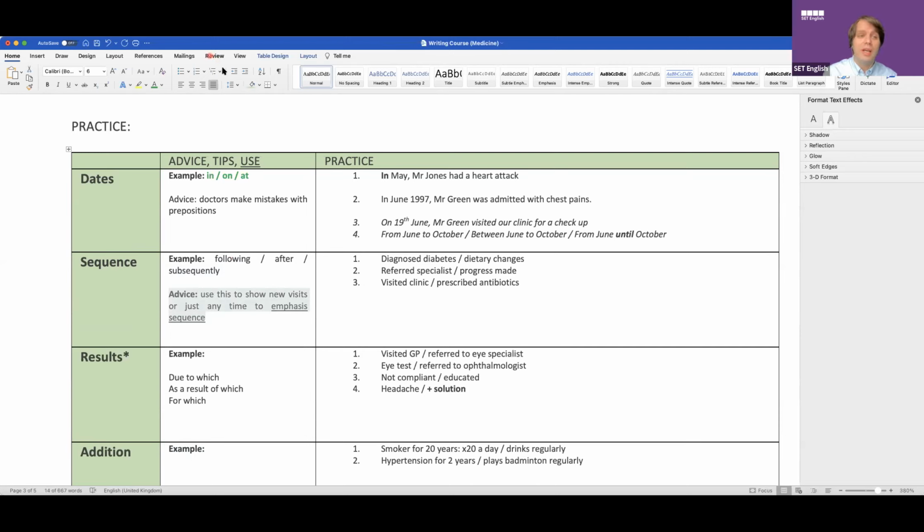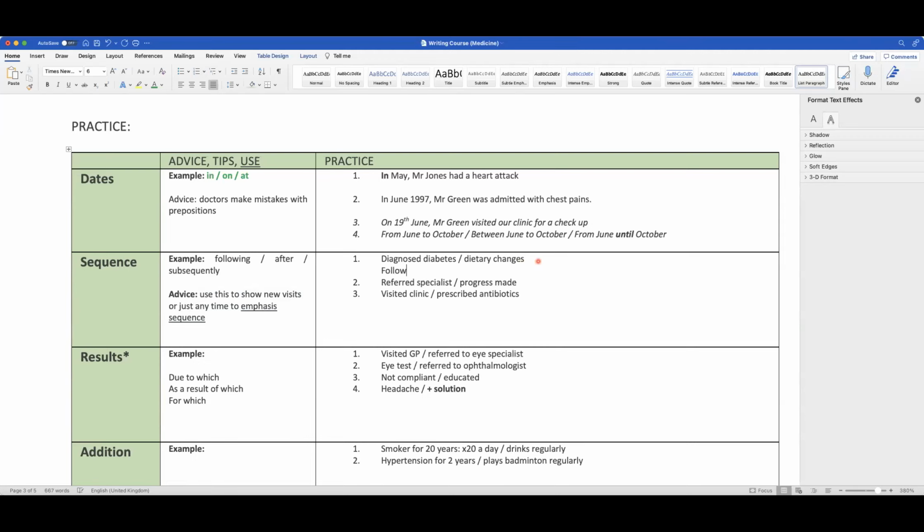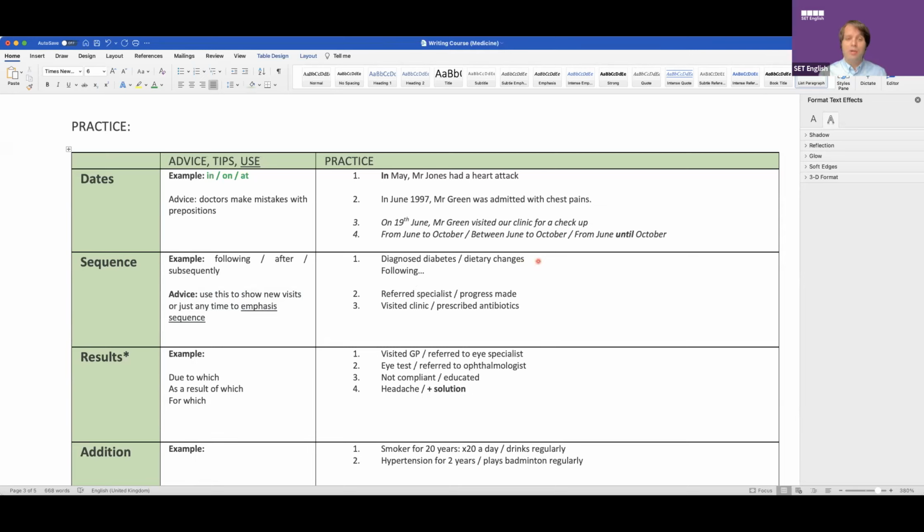Okay, so I'll stop talking. Now your challenge, guys, is to write me 3 sentences using sequence language. The first one, for example, should be what? Following. So following his diagnosis with diabetes. Yeah, there you go. Okay, guys, write me a sentence using sequence language for 1, 2, and 3. Put it into the chat box, please.